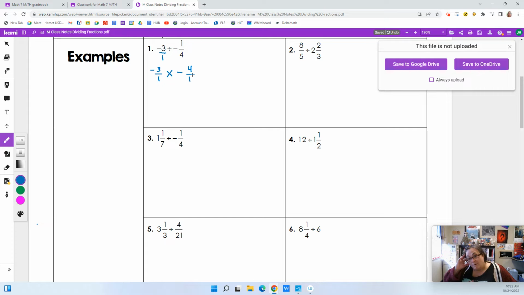We just, what it's called is multiplying by the reciprocal. The reciprocal of a fraction is just its flipped over version, right? And it allows us to multiply instead of divide, which should make all of you happy because nobody likes dividing. Nobody. So I have a negative times a negative. So we know we're going to have a positive answer, right?